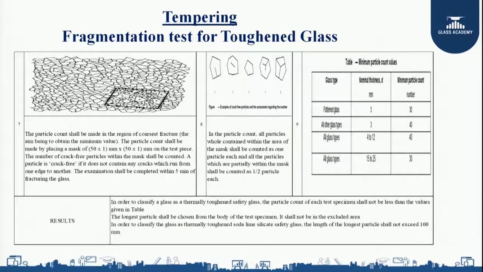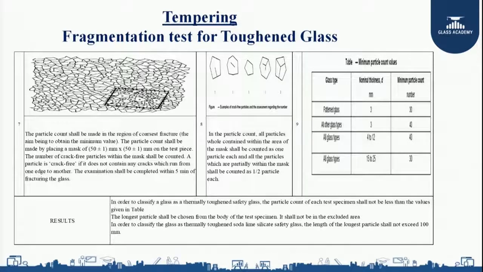Results. In order to classify a glass as a thermally toughened safety glass, the particle count of each test specimen shall not be less than the value given in the table. For example, if it is 6 mm thick, I should get a minimum 40 particles. The longest particle shall be chosen from the body of the test specimen. It shall not be in the excluded area. So we need to identify the longest particle, and it should not be in the excluded area.